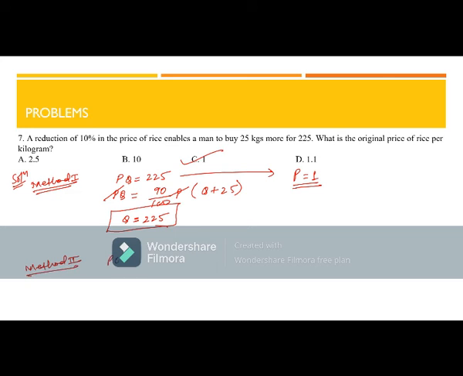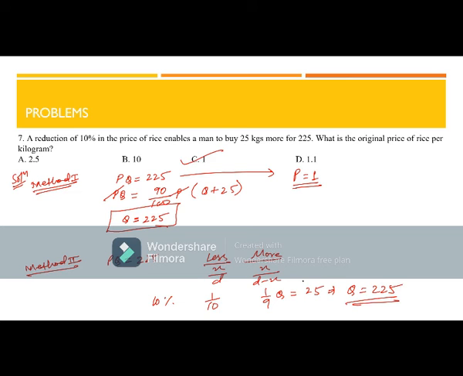In method 2 also, we know that the price into quantity is 225. But again, we see here the price has been decreased, so it is less or more. If less is N by D, the more is N by D minus N. So here 10% can be written as 1 by 10, so reduction is 1 by 9. 1/9 of a quantity equal to 25.